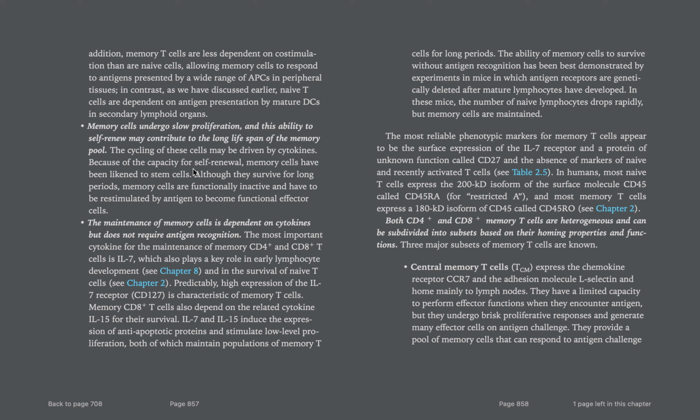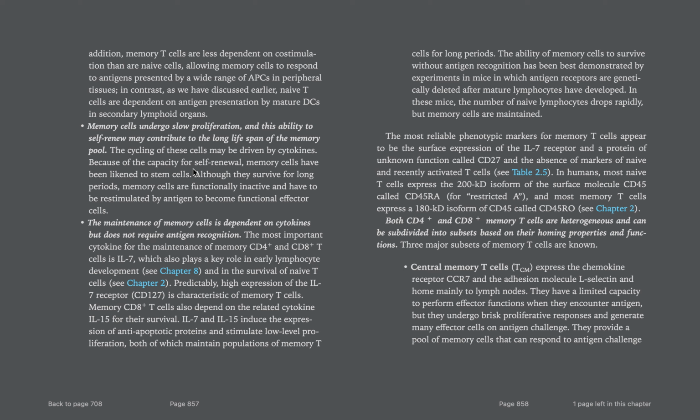So the most reliable phenotypic markers for memory T cells appear to be surface expression of interleukin-2 receptor and a protein of unknown function called CD27, and absence of markers of naive or recently activated T cells. See table 2.5.